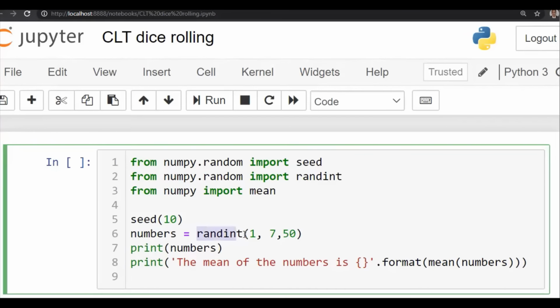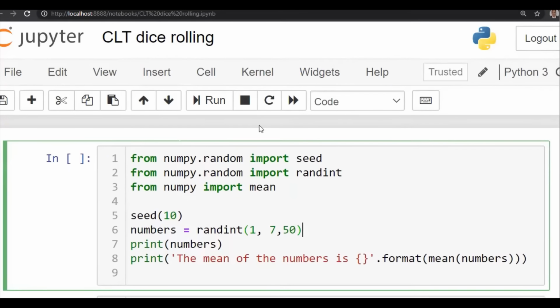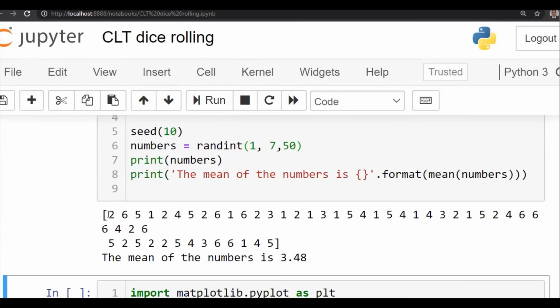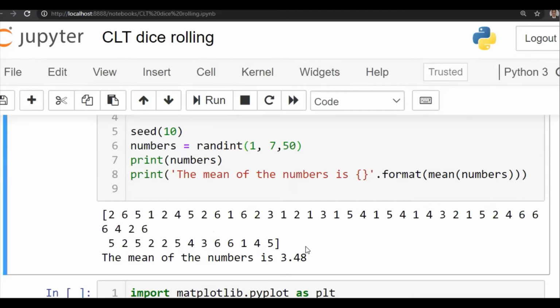Randint, I used 1 to 7. 7 will be excluded, so you get all random numbers from 1 to 6. N minus 1 is the formula. I wanted to get 50 numbers. If you roll a dice 50 times, you get those 50 numbers. Let me run it here. So these are the 50 numbers I got: 2, 6, 5, 1, 2, that way. If you want, you can roll a die, you can get all these 50 numbers. They are one and the same.